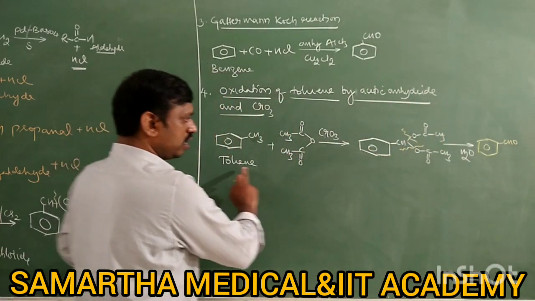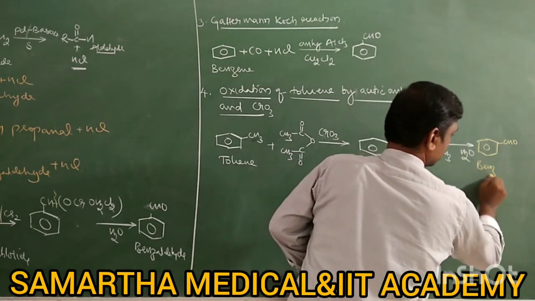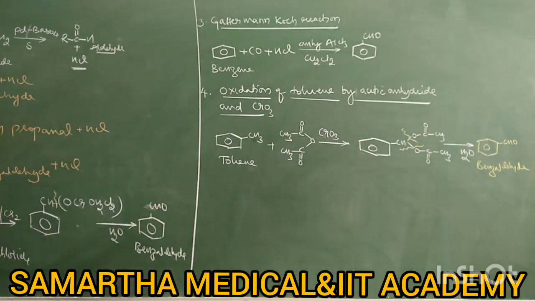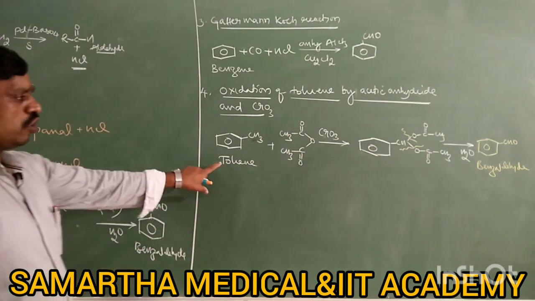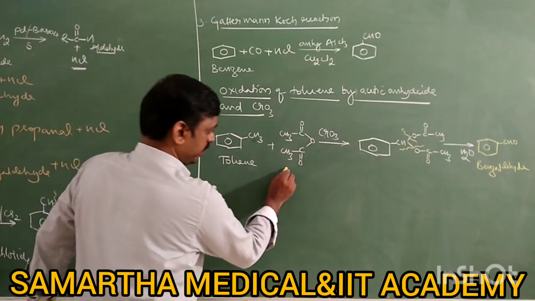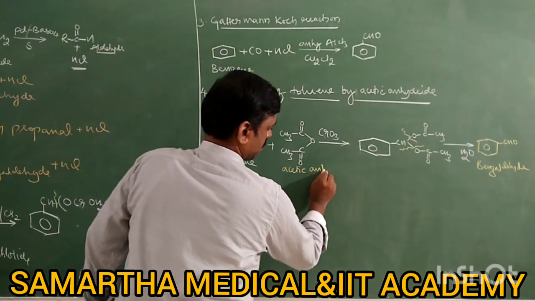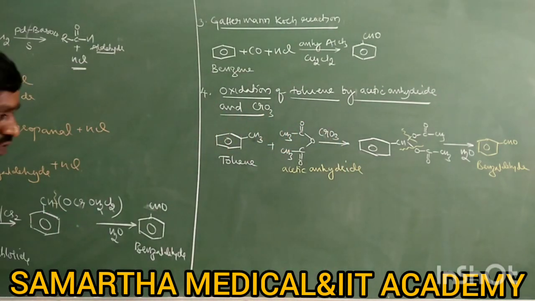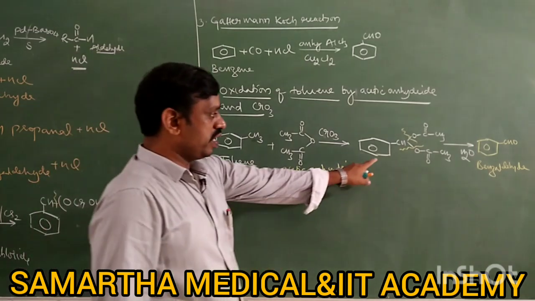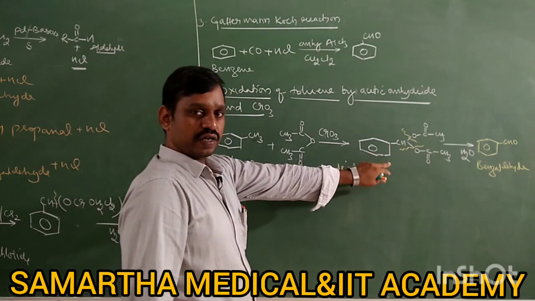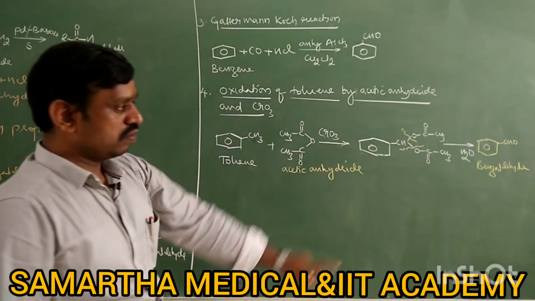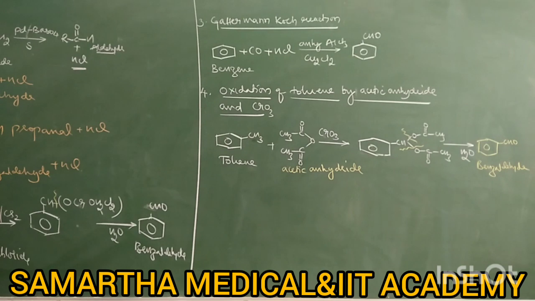So this is toluene. It is benzaldehyde. So therefore toluene treated with acetic anhydride in presence of chromium trioxide to form an intermediate. Its name is not required. So therefore it is an intermediate which undergoes further hydrolysis to form benzaldehyde. So this is the fourth method of preparation of benzaldehyde.